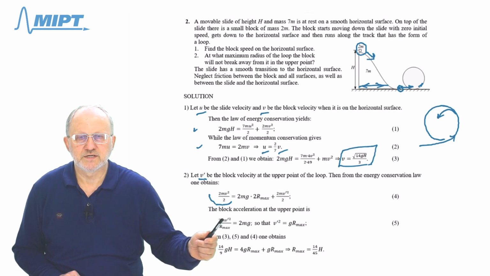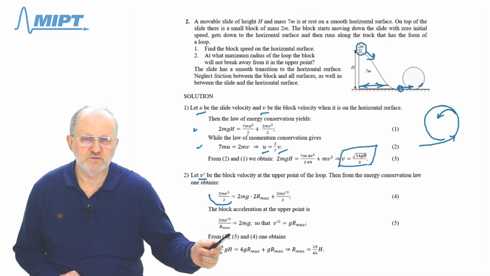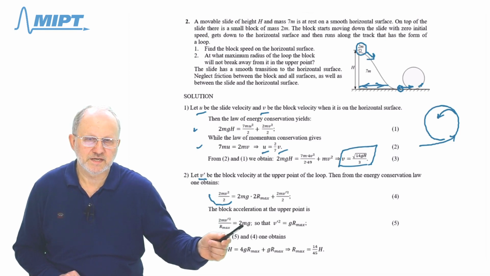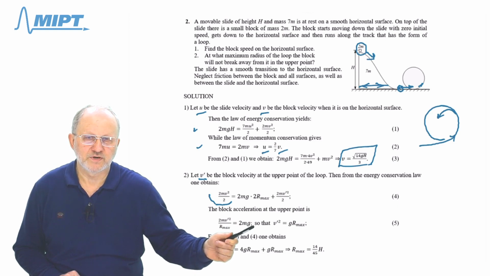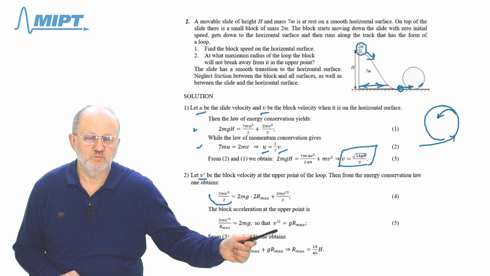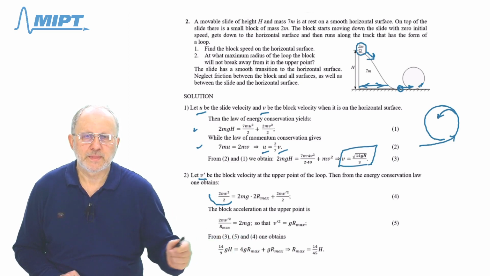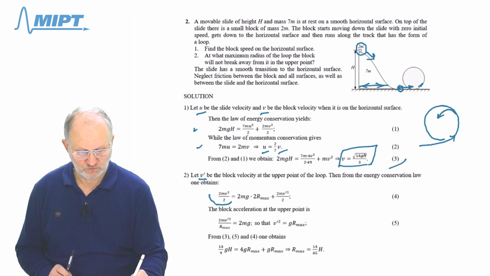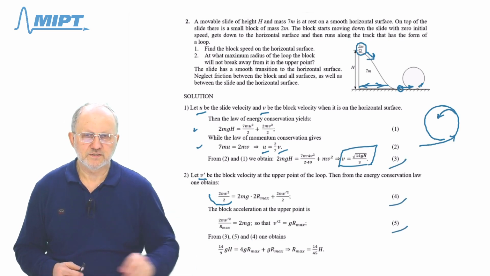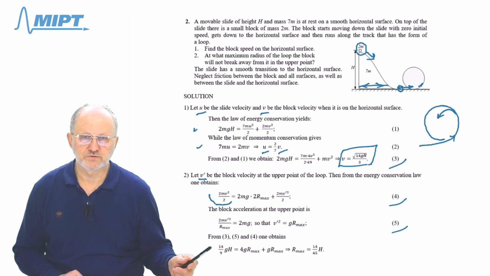This is because the centripetal acceleration of the moving body must coincide with the acceleration caused by the force of gravity. Only in this case the block will not separate from the loop. And from here we can find the v prime squared. Using equations 3, 4, and 5, we can find the final solution to the problem.